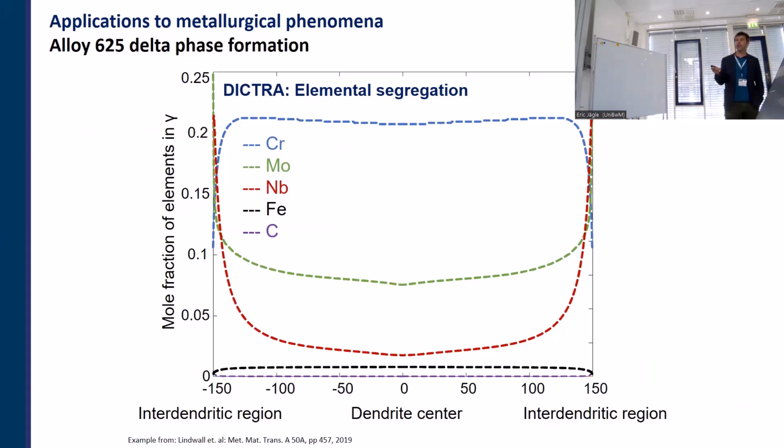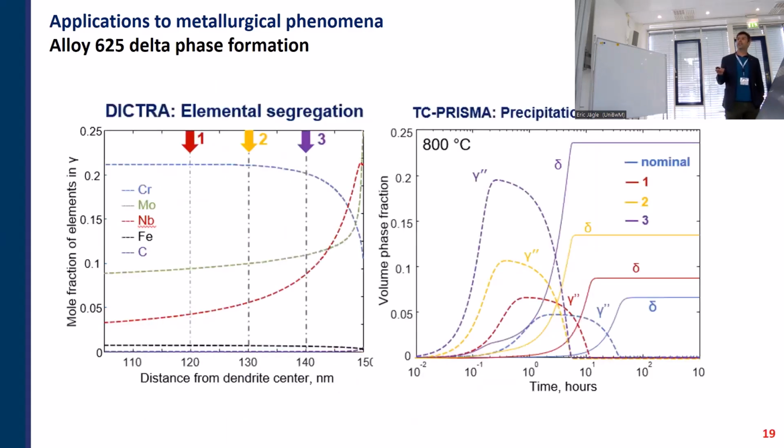So first you calculate the segregation profiles, here DICTRA was used, and then you take the composition profiles and do precipitation simulations at different positions on that segregation profile, to see which phases precipitate. And you see you get gamma double prime. So if you have a highly segregated area, you get heavy formation of gamma double prime, which is the precipitate you want. That's then very quickly replaced by delta.